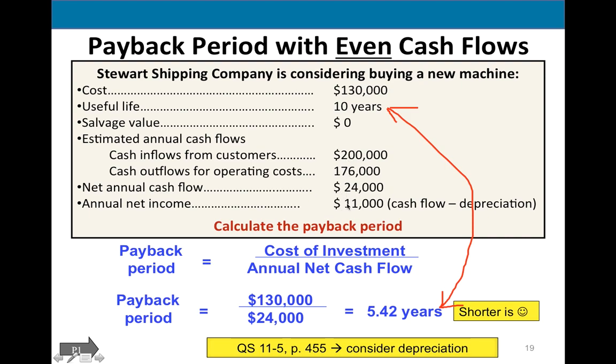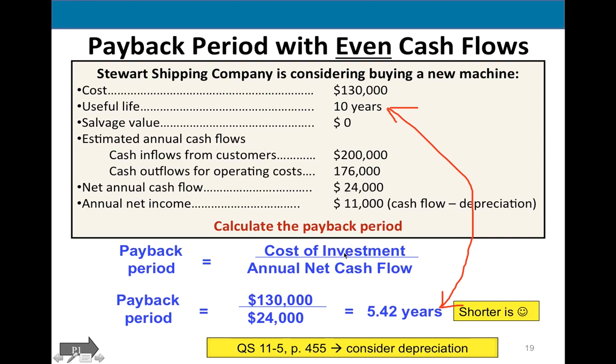We don't have to worry about the annual net income here, which is really going to be net annual cash flow minus depreciation. And you can calculate depreciation here. I will need to worry about the annual net income for the next method, for the ARR, accounting rate of return. But here I just focus on the cash flows, right?